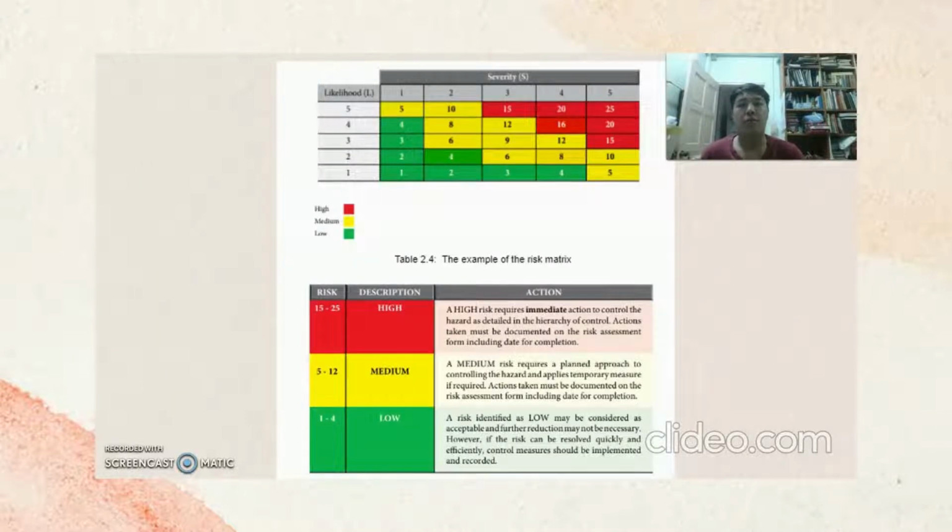Right. So this is the matrix of risk assessment, where you can see there's red, yellow, and green. So what do the red, yellow, and green mean? Red is quite high, which means that it needs immediate action to control the hazard, and it must be avoided. Medium means that it only requires a planned approach to control the hazard. And green is probably the best because it has the lowest risk, and it is not necessary to do any planning. So that's all for me.